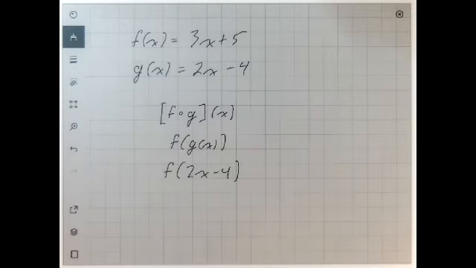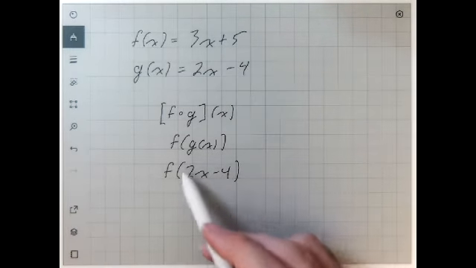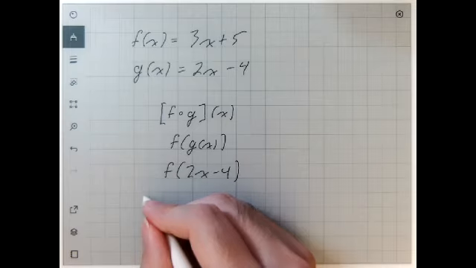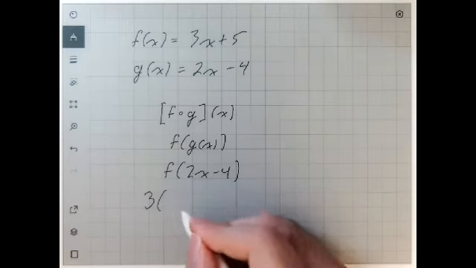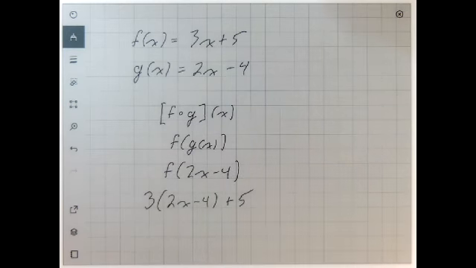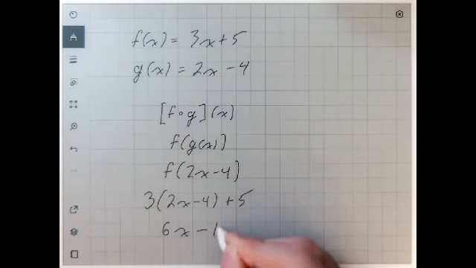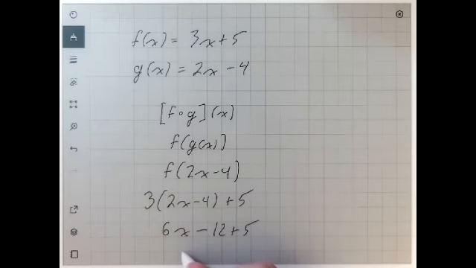So this is really telling me that I want to take my expression f of x and I want to replace x with 2x minus 4. And I can do that. Replace the x with 2x minus 4 and simplify from there. Distribute. And combine some like terms. I get that f composed with g of x is 6x minus 7.